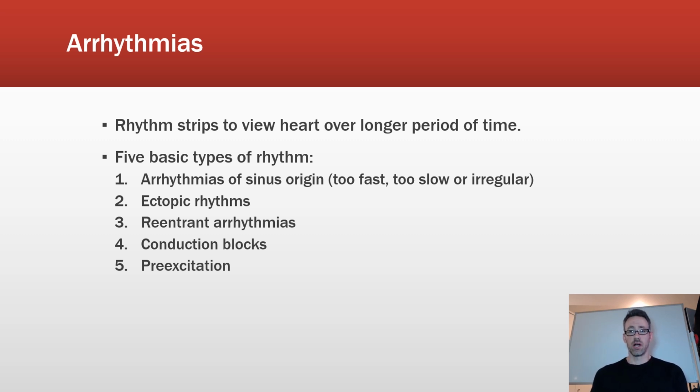Conduction blocks are, as the name describes, basically a block in the conduction of electrical activity. That could be in various places in the heart, and we'll discuss that. And then finally, pre-excitation. Remember that when the SA node fires, it travels through the atria to the AV node, and then there's a little bit of a pause, and then from the AV node into the ventricles. That pause is very important. In some cases, though, the electrical activity from the atria can bypass or move through the AV node more quickly than it should, and we refer to that as pre-excitation.